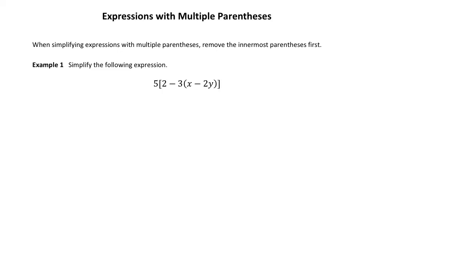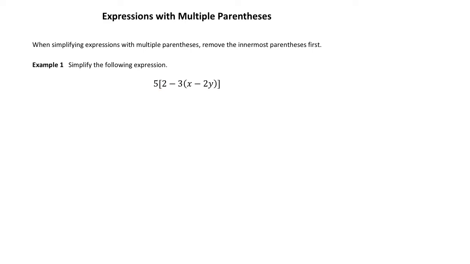For this lesson, I'd like to look at expressions with multiple parentheses and how we simplify them. For example 1, we have 5 times the quantity 2 minus 3 times x minus 2y. To simplify this, to actually multiply the whole thing out, we have to work from the innermost parentheses out.